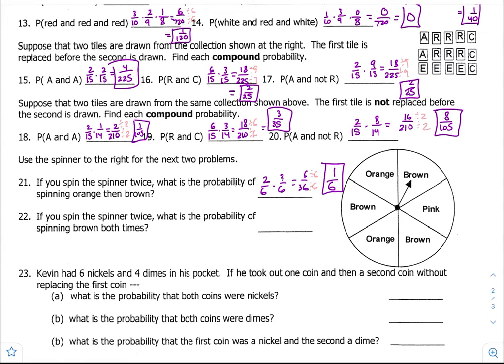If you spin a spinner twice, what's the probability of spinning brown both times? 3 out of 6 for the first one, and then again 3 out of 6 for the second one. 9 out of 18, divide top and bottom by 9, which means you have a 50% chance, or one half. Oh, sorry. I keep looking at that and something doesn't seem right. That is false. 3 times 3 is 9. 6 times 6 is 36. Divide top and bottom by 9. Sorry about that. So you have a 1/4 chance.